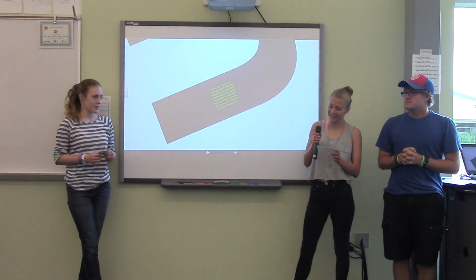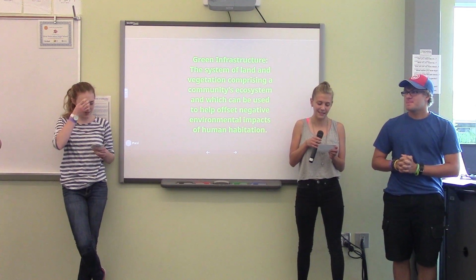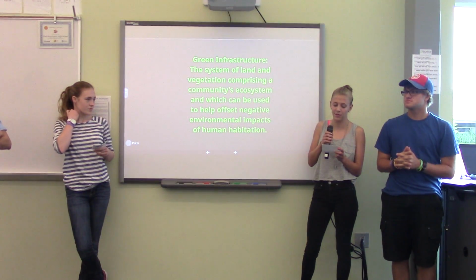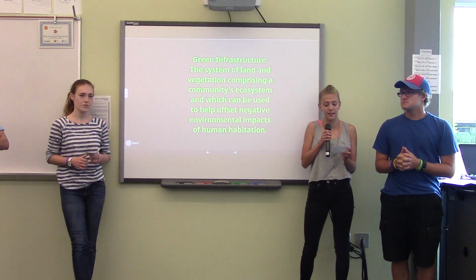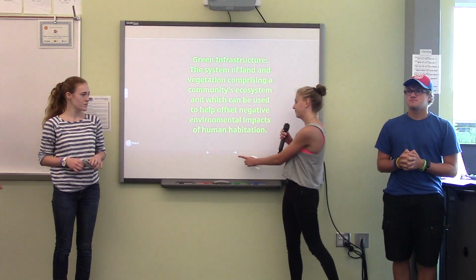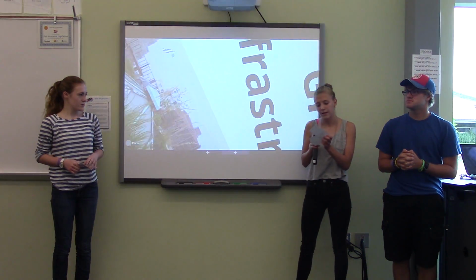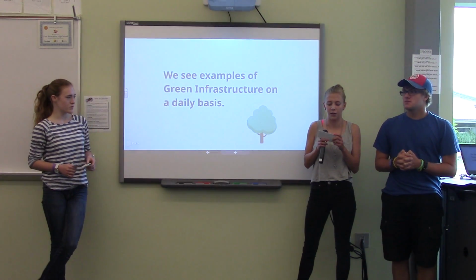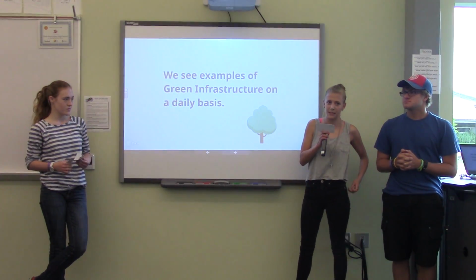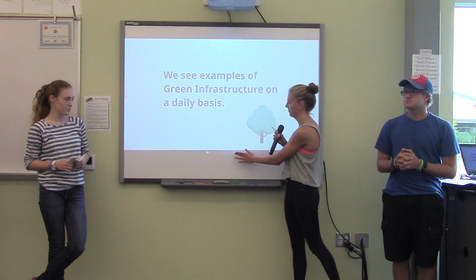First, we'll just explain what green infrastructure is. Green infrastructure is a vegetation system that is used to offset the negative human impact. Today, there are examples of green infrastructure everywhere. Here are some examples that you could use for your development.